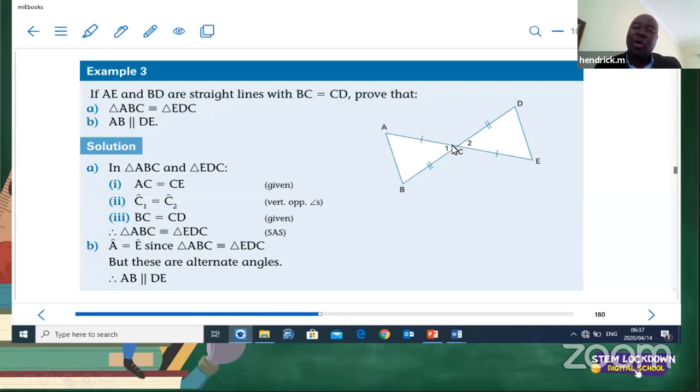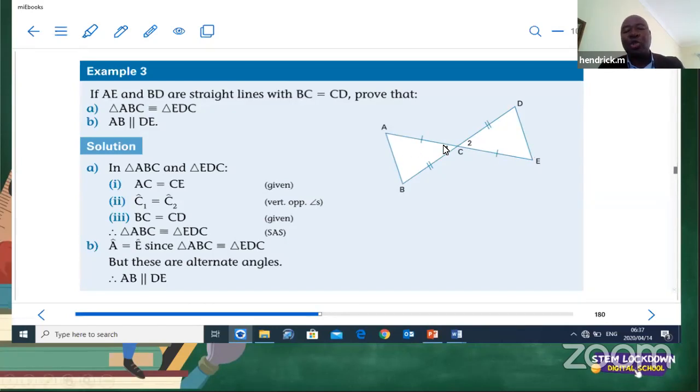And we've also shown the information that is given: AC is equal to CE, BC equal to this. So basically we've proved congruence. The two triangles have the same shape and the same size. So if angle C1 is equal to angle C2, then it follows that angle B will be equal to angle D, and of course angle A will be equal to angle E.